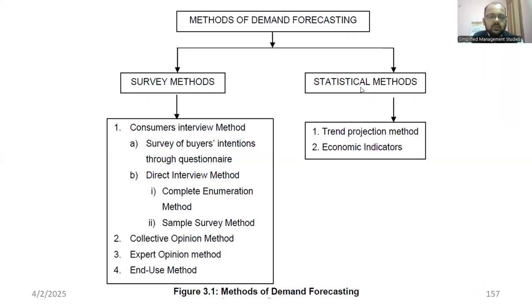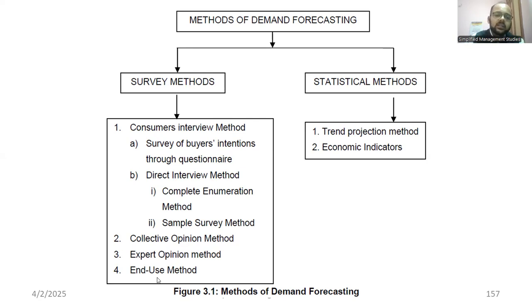As we can see, demand forecasting is divided into two types. The first one is known as the survey method. The second one is known as the statistical method. Survey methods are mainly qualitative in nature, not numbers, whereas statistical methods are basically quantitative. In the survey method, we have customer interview, direct interview method, collective opinion method, expert opinion method, and ultimately the end-use method. All of these come under the verbal or qualitative type.